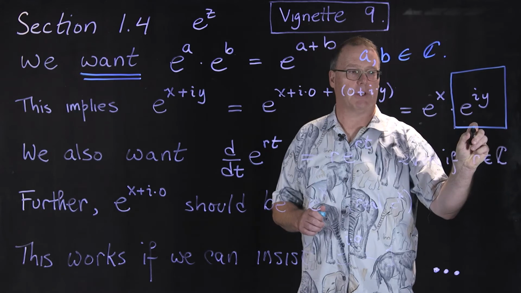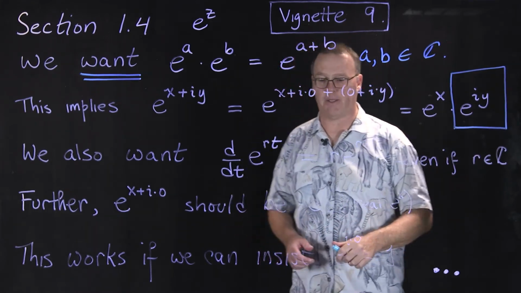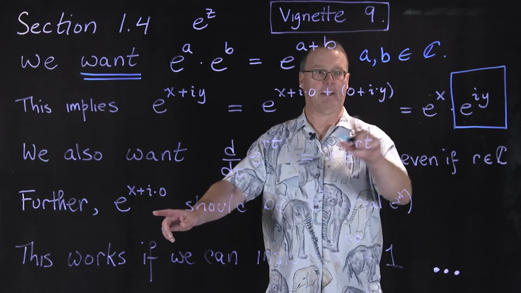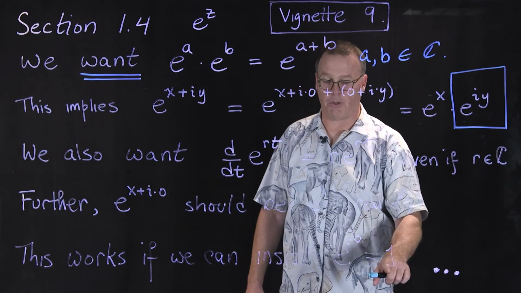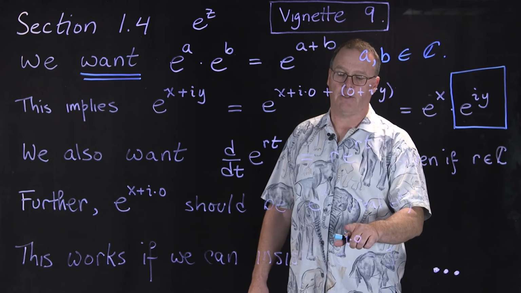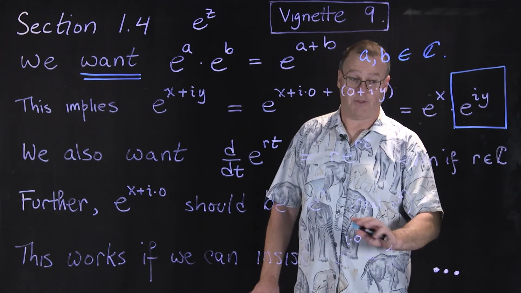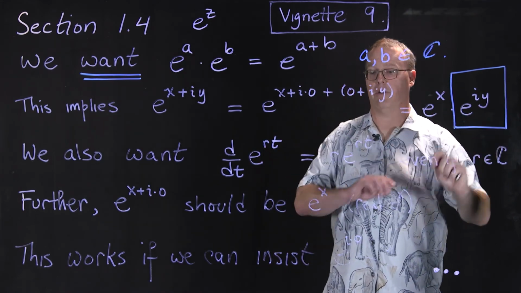One final thing that we're going to use in the definition of e to the iy is the fact that e to the x plus i0 really should be e to the x. And so that means e to the i times 0 should be 1. And it turns out that that's all we need. So if e to the i times 0 is e to the 0, which is 1, then that plus this is going to give us a definition of this.